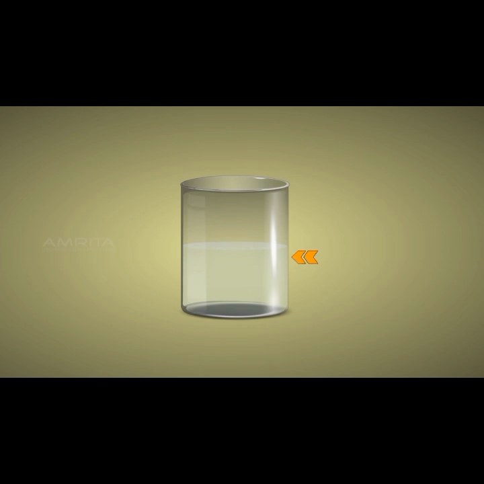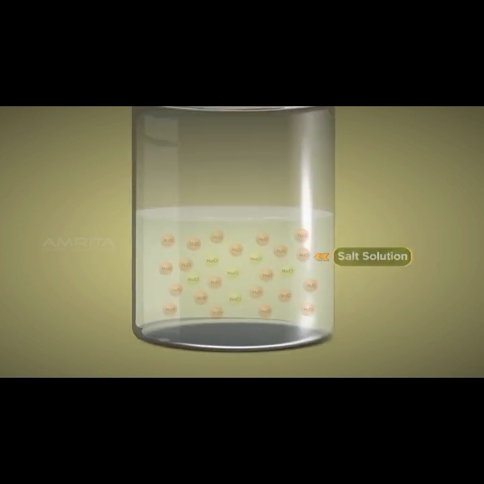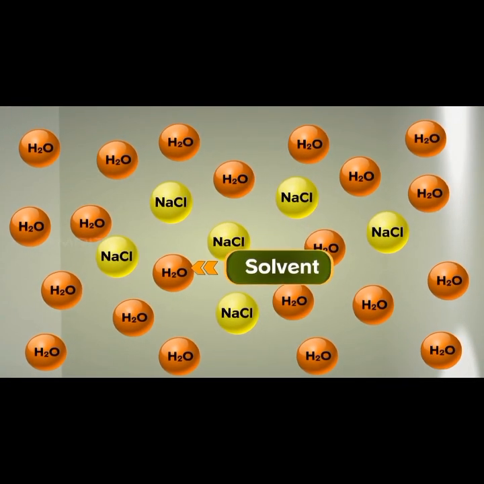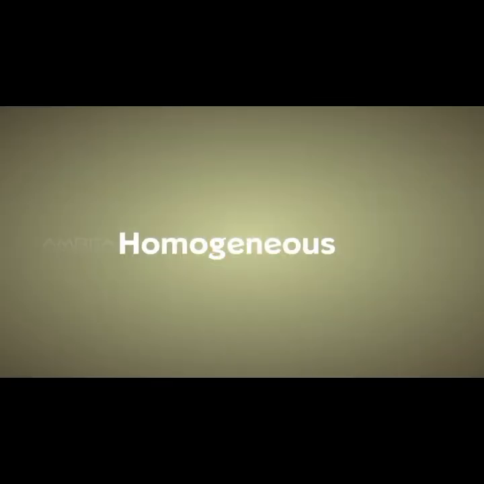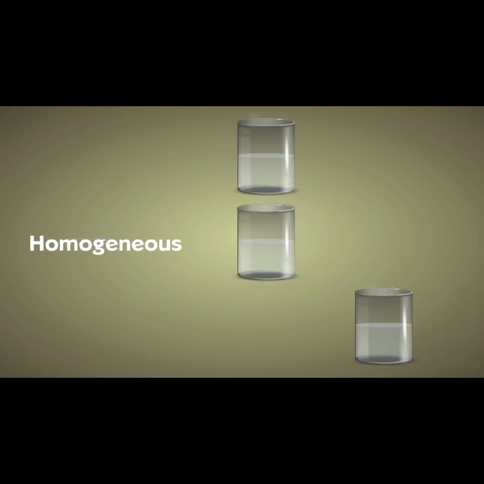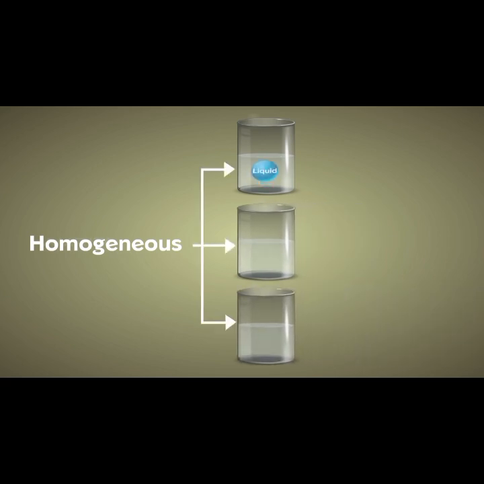Now, consider the case of the common salt solution we have prepared. Here, water is the solvent and salt is the solute. Homogeneous solutions are classified as different types based on the solvent and the solute. 1. Liquid in liquid solution. 2. Solid in liquid solution. 3. Gas in liquid solution.